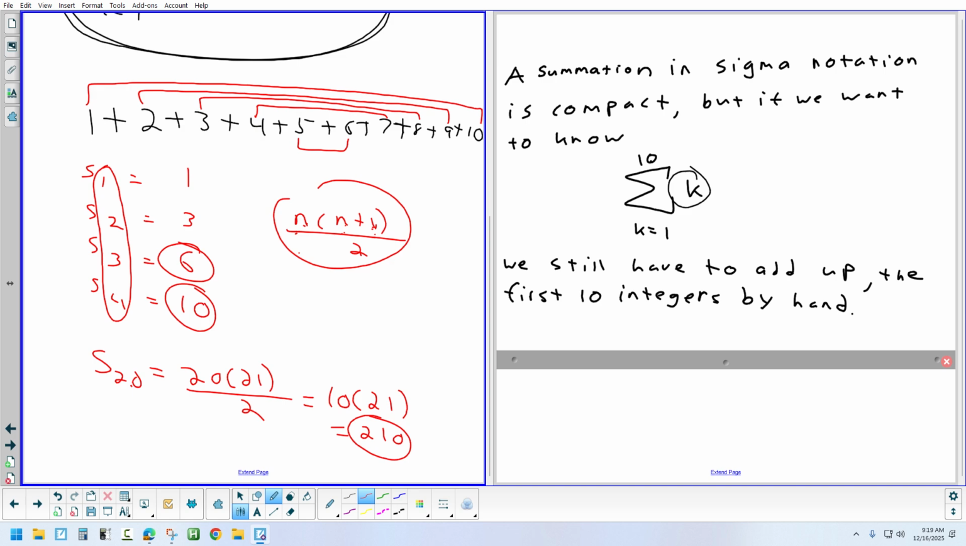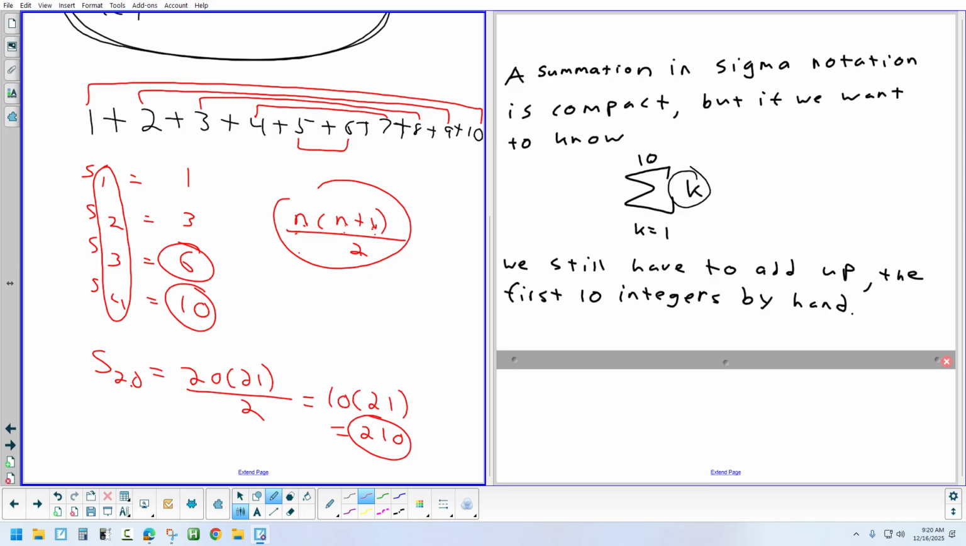Is that formula always going to work? It's always going to work if you're adding up the numbers 1 plus 2 plus 3 plus 4 plus 5. If you were adding up different numbers, like, let's say, odd numbers, 1 plus 3 plus 5 plus 7 plus 9, no, that doesn't work. We'd have to figure out a different one.